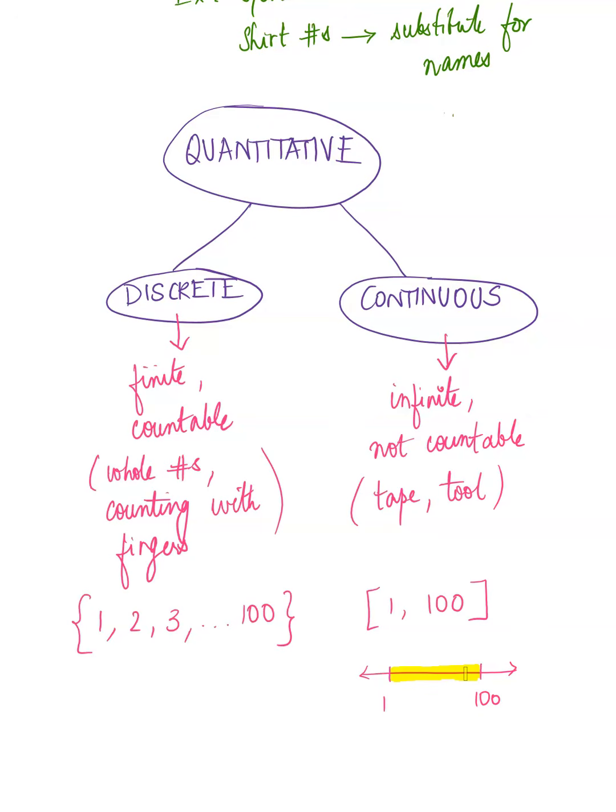So do you understand what I mean by measurement? You can only measure it. It's an interval. You really cannot single out the numbers and list them like you can list them when you count.